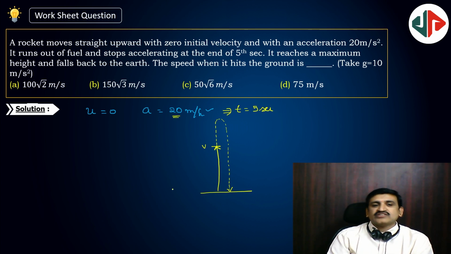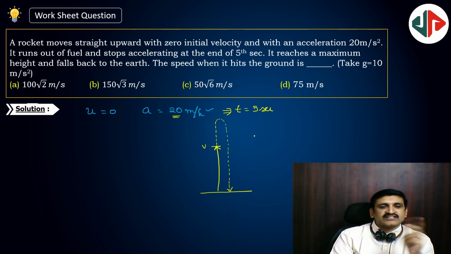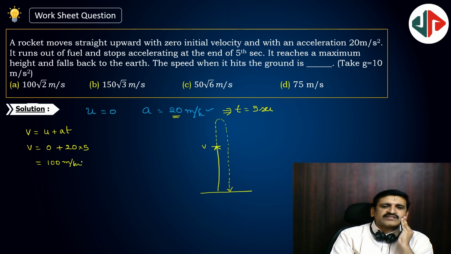So what will be its velocity at the end of these 5 seconds? Acceleration is 20 meters per second square. What will be its velocity at the end of 5 seconds? So v is equal to u plus at, because only the net acceleration has been given. You have to feel like that, otherwise we can't go forward. 0 plus 20 into t value 5. So how much velocity did it get? 100 meters per second is the velocity. Wow, 100 meters per second.